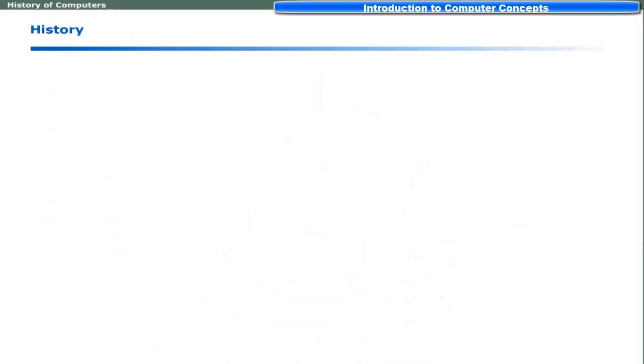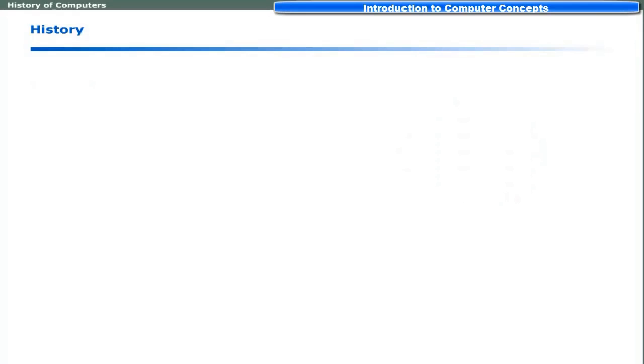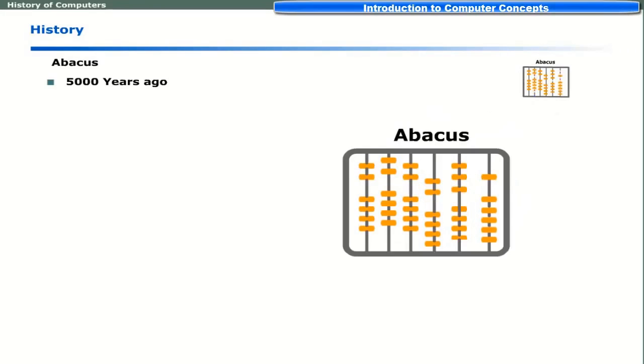Dear learners, the quest for a mechanical servant that could free people from tedious aspects of thinking is centuries old. It started with the introduction of abacus some 5,000 years ago. Abacus is considered the original manual counting device. It is still used in education to demonstrate the principles of arithmetic.